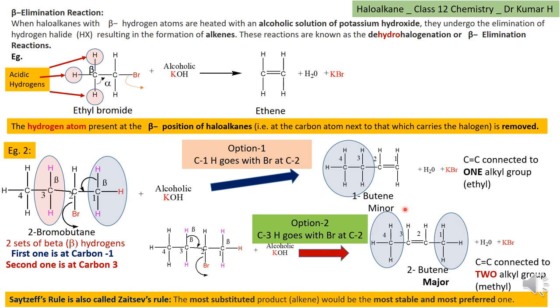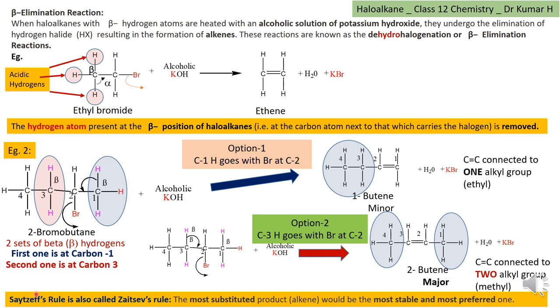These two methyl groups stabilize the carbon-carbon double bond. Because of this contribution from the two methyl groups, this is more stable, whereas here the stability comes from only one ethyl group. So here the stability is by only one alkyl group, whereas there it is by two alkyl groups. Hence 2-butene is more stable than 1-butene. As a consequence, we will get 2-butene as the major product and 1-butene as the minor product.